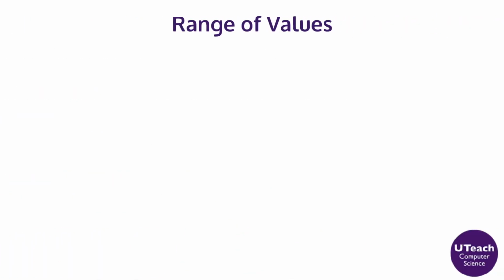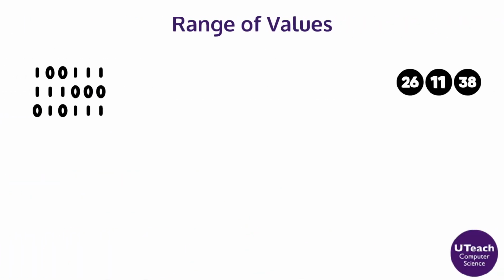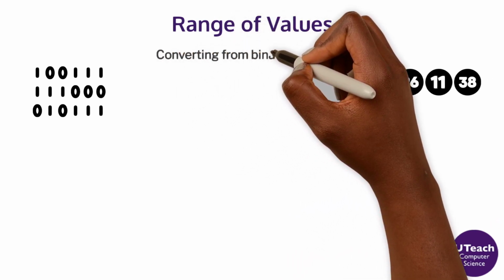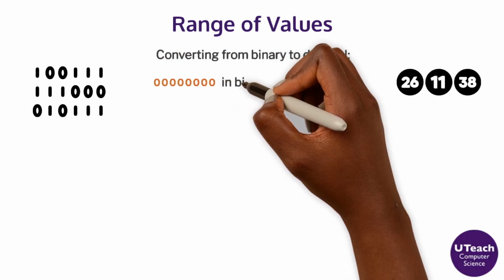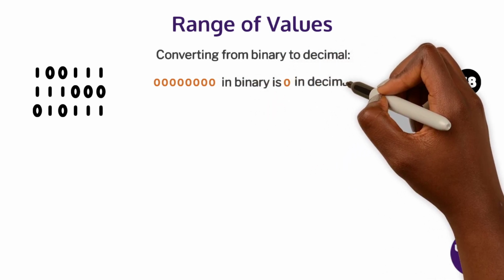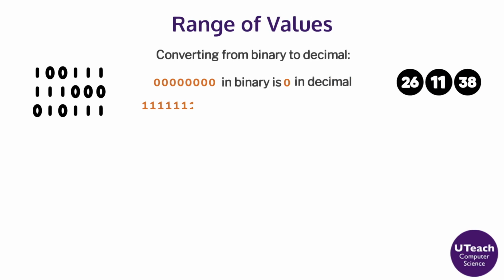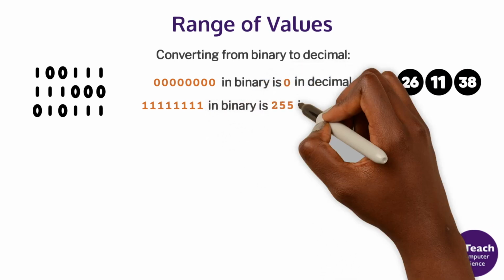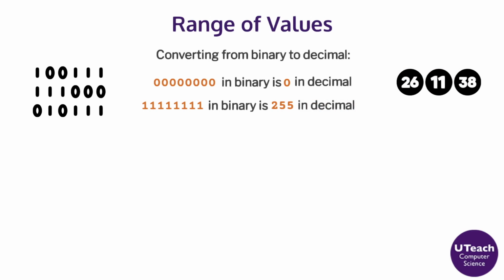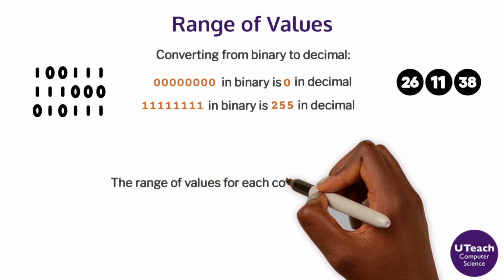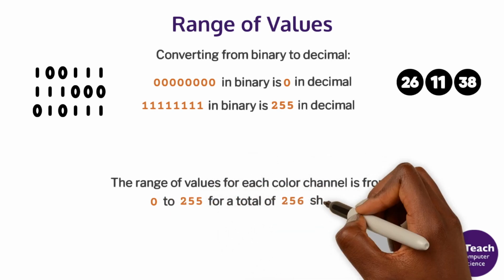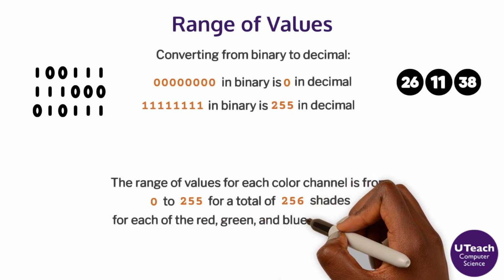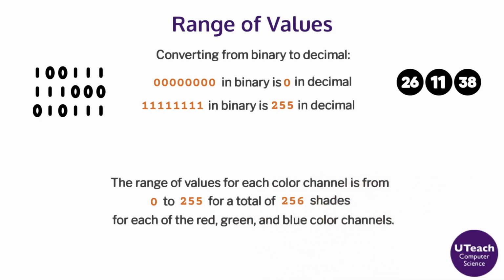Instead of working in the binary, let's use decimal values to determine the range of values for each color channel. Converting from binary to decimal, 0, 0, 0, 0, 0, 0, 0, 0 in binary is 0 in decimal. 1, 1, 1, 1, 1, 1, 1, 1 in binary is 255 in decimal. So, the range of values for each color channel is from 0 to 255, for a total of 256 shades for each of the red, green, and blue color channels.